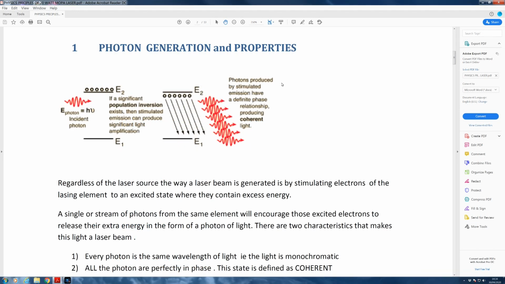Now, my early sessions of this series explained how an excited electron manages to be disturbed by a passing photon, and it drops down to a lower energy level, and in dropping down to a lower energy, it emits something called a photon of light.